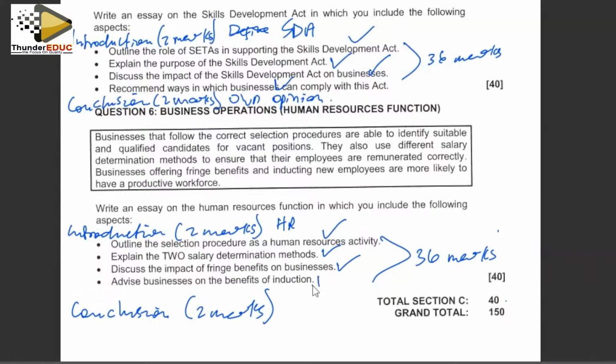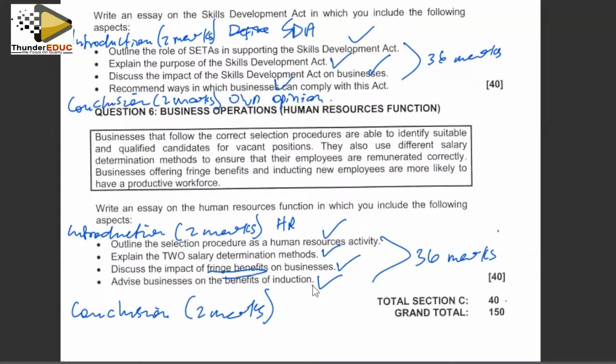Okay, right. So now let's check the last bullet, where we are expected to advise businesses on the benefits of induction. One of the benefits of induction is that it increases quality, performance, or productivity. Okay, right, grade 12s. Let's go back to the impact of our fringe benefits.